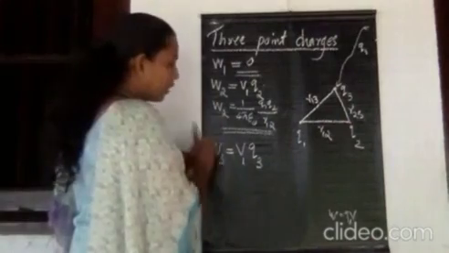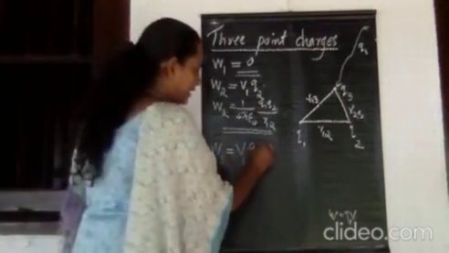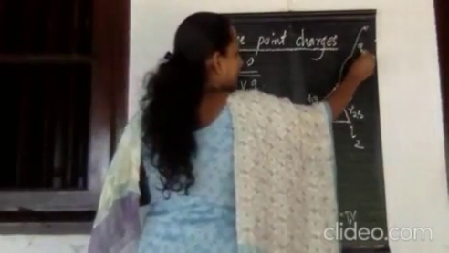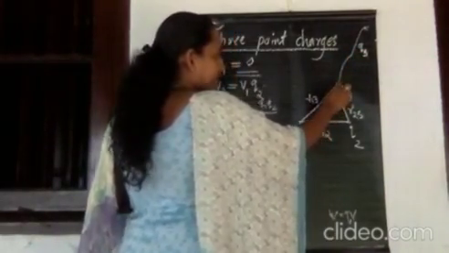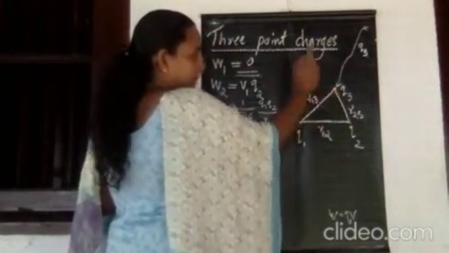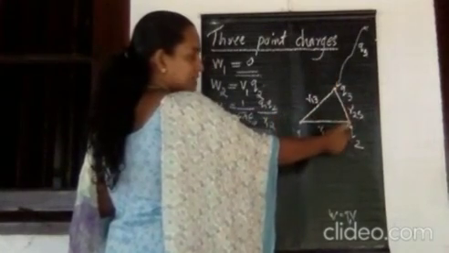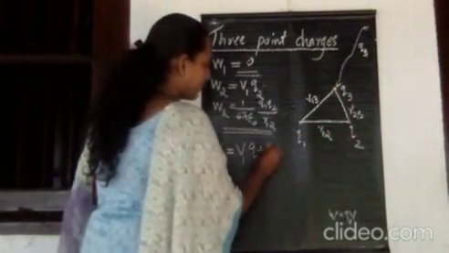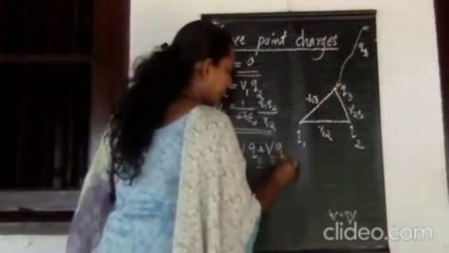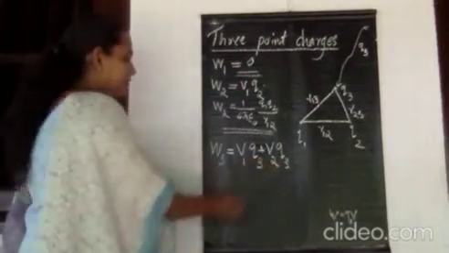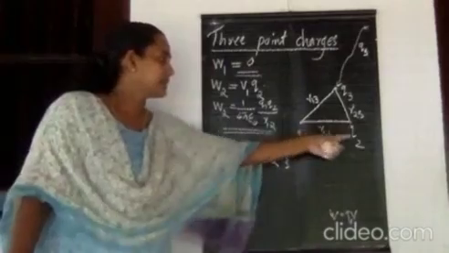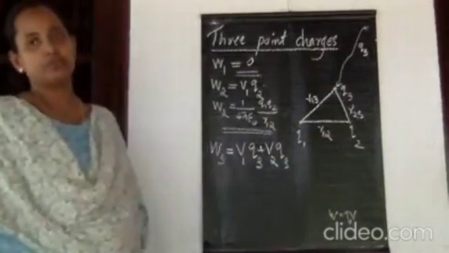So the work done, work is scalar, so add it. Work done to bring a charge Q3 from infinity to this point is equal to V1 Q3 plus, at that point there is one more potential due to the charge Q2, that is V2. The charge is the same, therefore V2 Q3. So this is actually the work done to bring a third charge from infinity to a given point in the presence of these two charges Q1 and Q2.